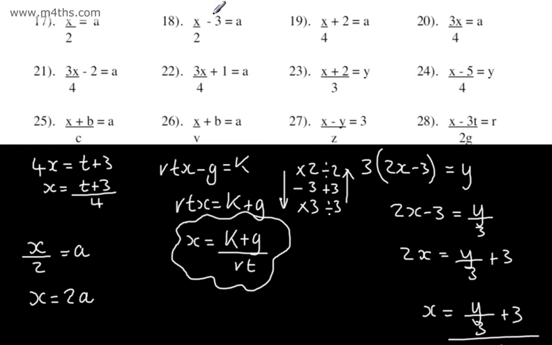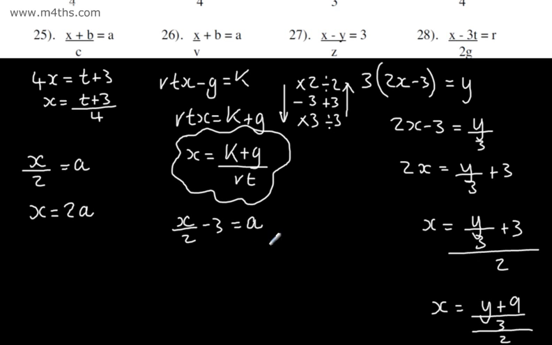X divided by 2 minus 3 was equal to a. So if we write this out, x divided by 2 minus 3 is equal to a. So x started its life out, it was divided by 2, it had 3 subtracted, and that became a. So we're going to work the other way. We're going to add 3, so x divided by 2 is going to be equal to a plus 3. We're then going to multiply both sides by the 2, and that will give us 2 lots of a plus 3, or 2a plus 6. Don't fall into the trap of just writing it's 2a plus 3.